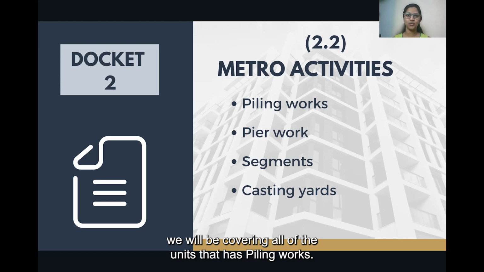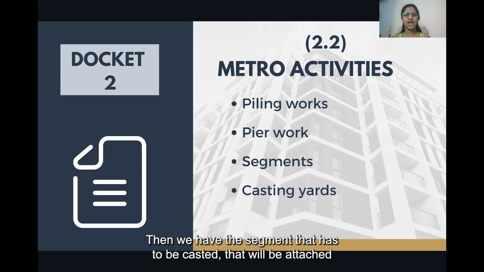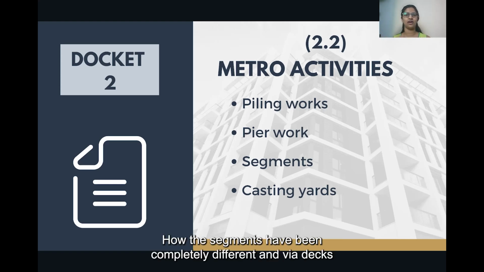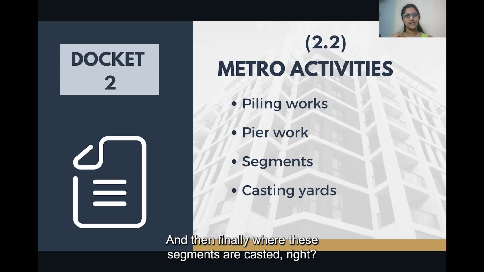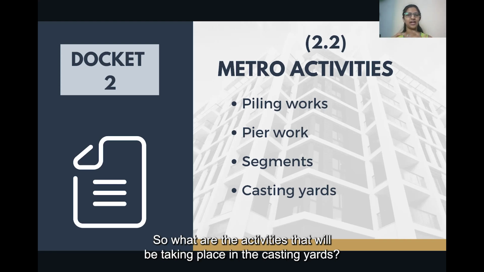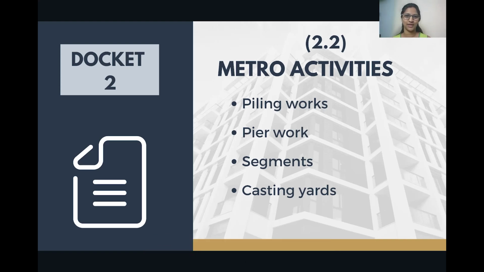that have piling works, that is the foundation part of the infrastructure. Then we have the pier works, that is the above-ground columns that you can see. Then we have the segments to be cast and attached from one segment to another, and how the segments are completely different in viaducts and metro stations. And finally, where these segments are cast: what are the activities that take place in the casting yards? All of these things will be covered in this section.